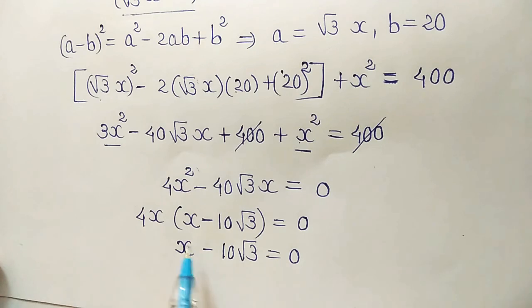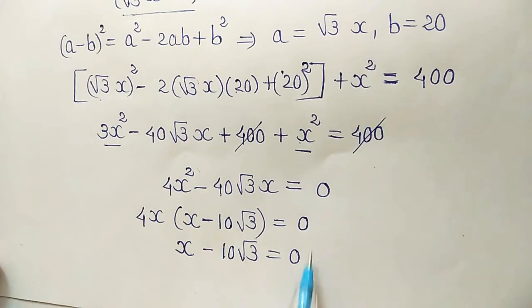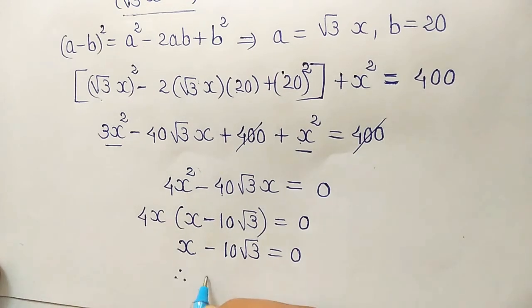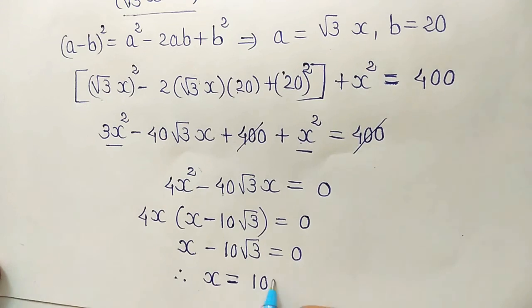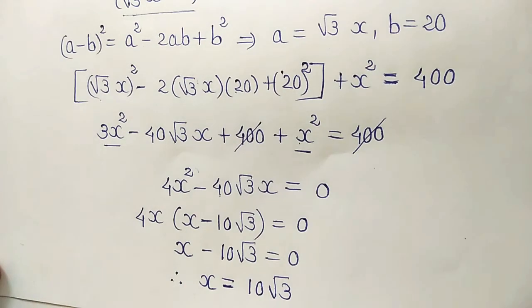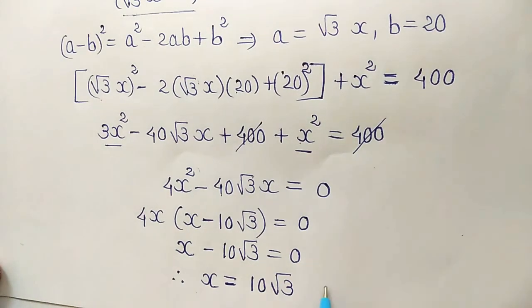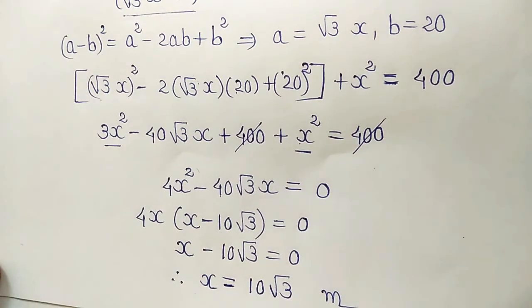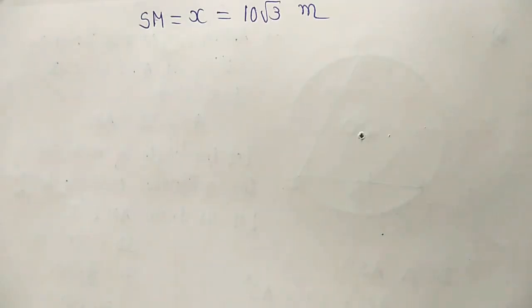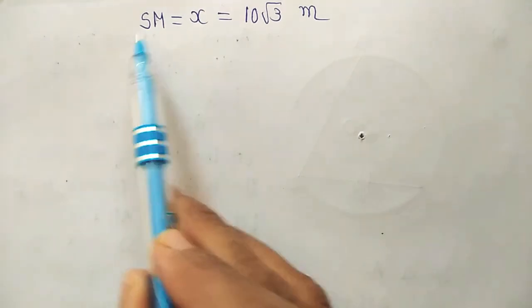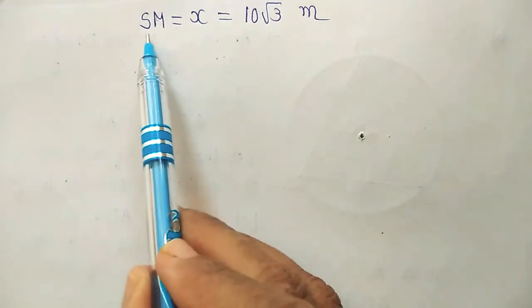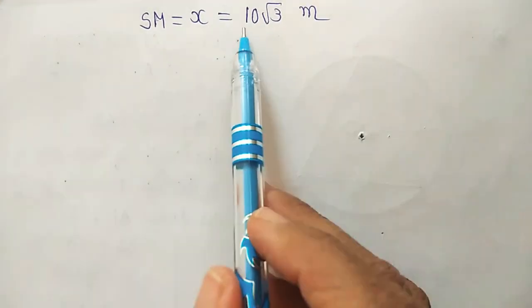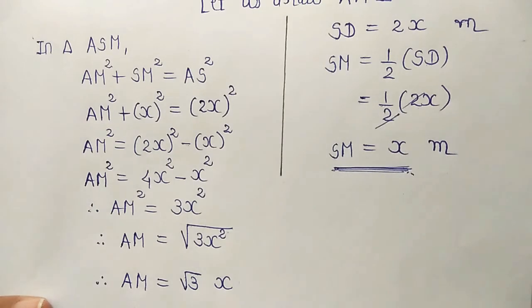We want x value, so this 10 root 3 will go on right hand side. Here it was minus, so when it goes this side it becomes plus. X is equal to 10 root 3, and the unit is meter. Recall that we have taken SM is equal to x. We got x value as 10 root 3 meter, so SM will become 10 root 3 meter.